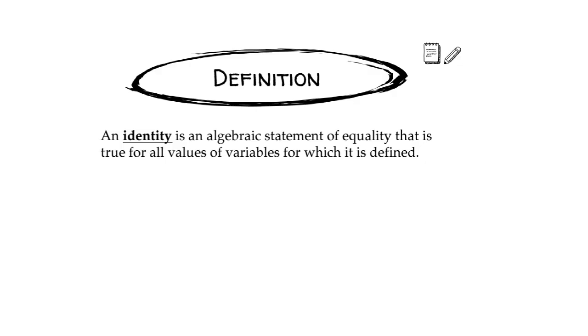In this video, I'll discuss some tips and bright ideas for establishing trig identities. We'll start with the definition. An identity is an algebraic statement of a quality that is true for all values of the variables for which it is defined.